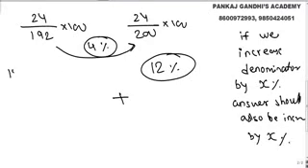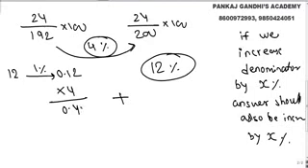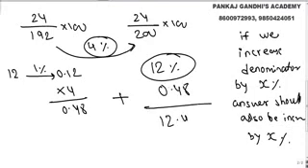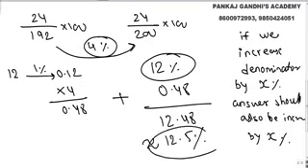So 12's 1% is 0.12. So 4% will be 0.48. Now as we know it's very approximate, so we will get plus 0.48. Very, very close to 12.5, the actual answer.